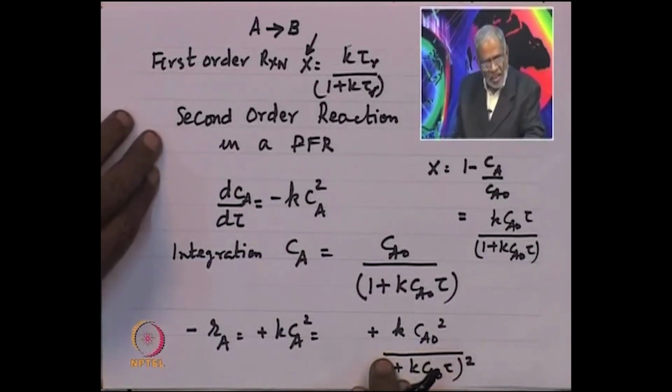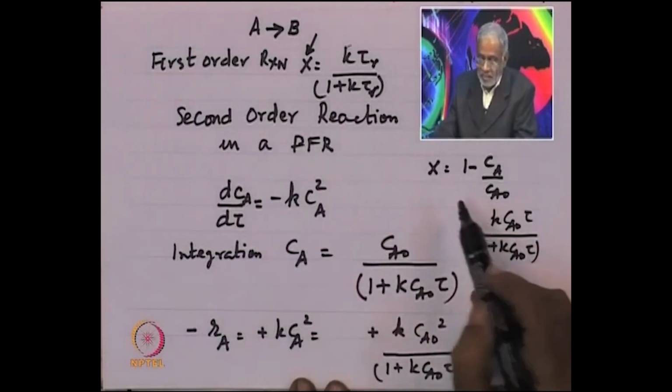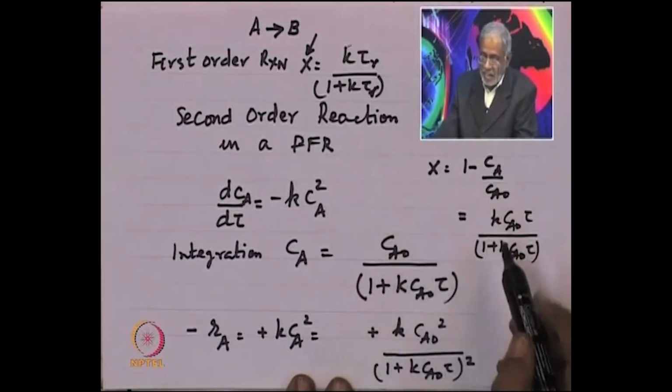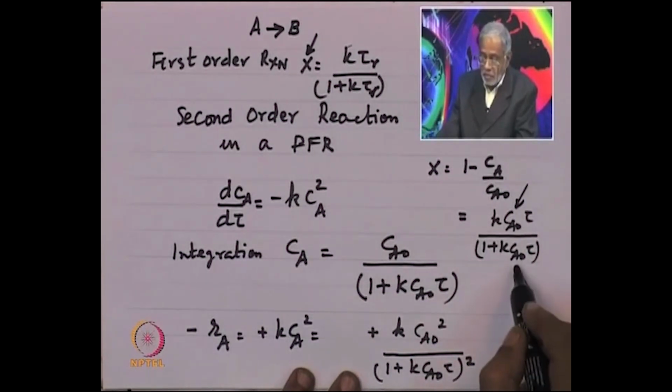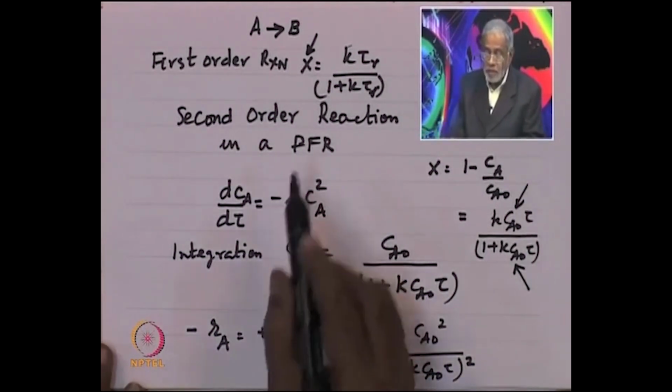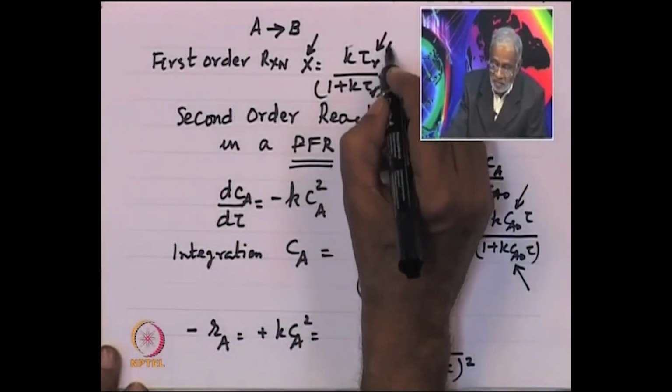Suppose you have a second order reaction. You notice for a second order reaction, we can do all these. The extent of reaction x depends upon what is the composition at the inlet. It depends upon the composition of A for a PFR. This is for a PFR. This is for a CSTR. This I have written for a CSTR.